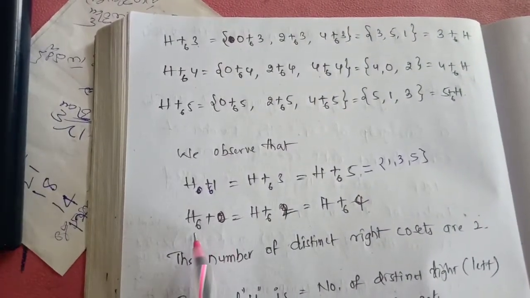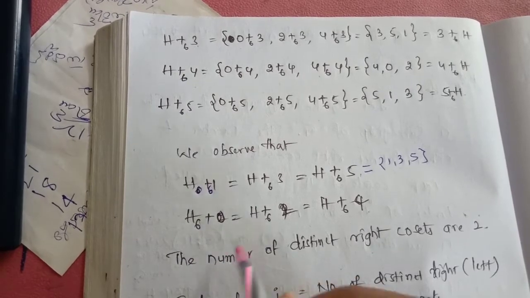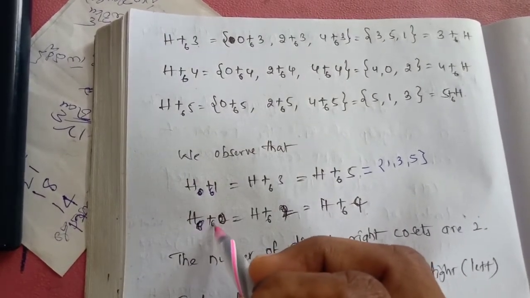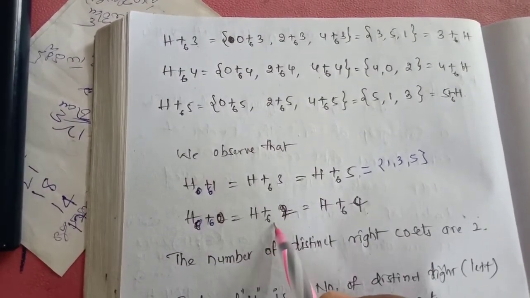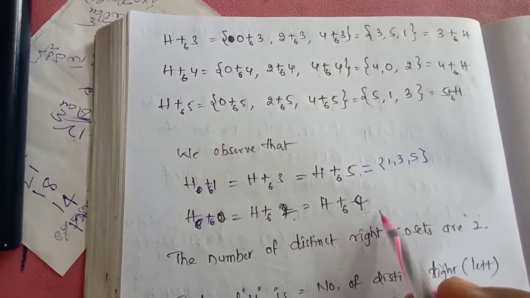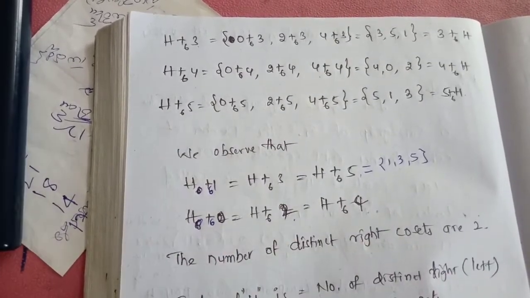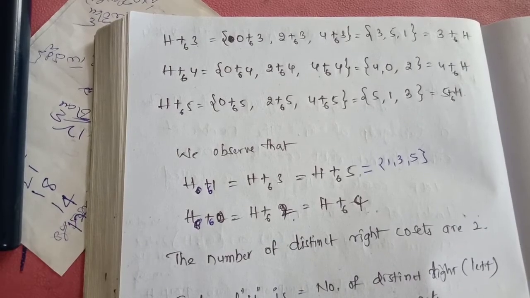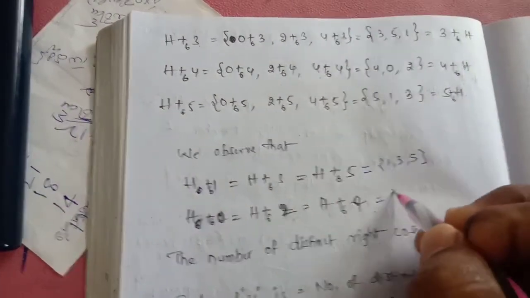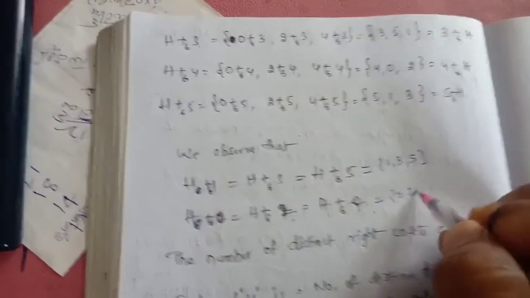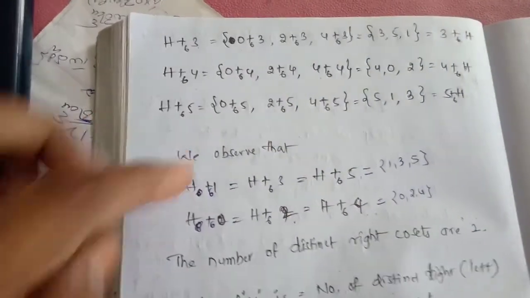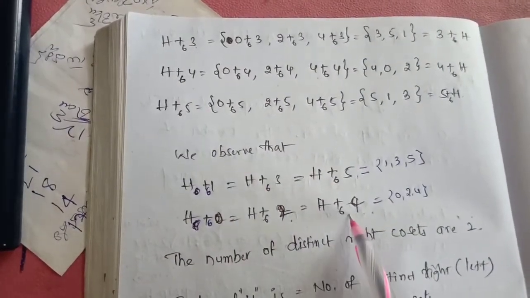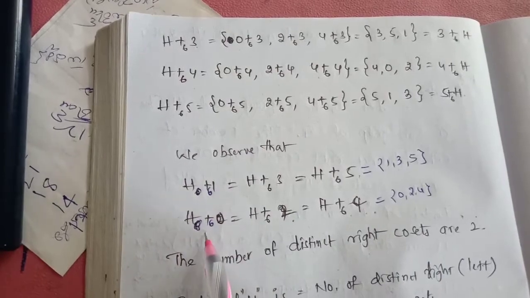Then H addition modulo 6 0, H addition modulo 6 2, H addition modulo 6 4. These are all equal. These values are 0, 2, 4. So these three are equal, and these three are equal. So this is one set, this is another set.